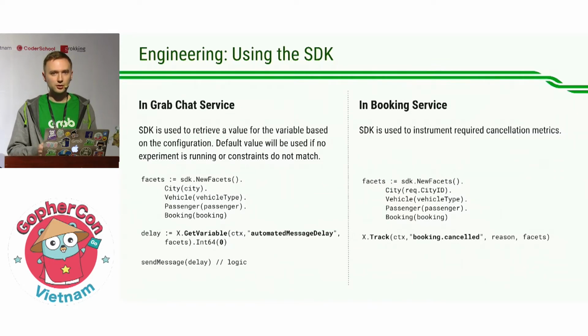So if for some reason there's no experiment running, there's no feature flag, or the system is broken, they get the default value, and the engineer gets to put this default value and know what to do with it. In this case, maybe send a message. Similarly, in booking service, where you want to observe the results of this particular experiment, you would have a metric. You essentially just want to log something. So we also provided a tracking functionality, so you can track the same thing with some context: vehicle, passenger, booking, etc.